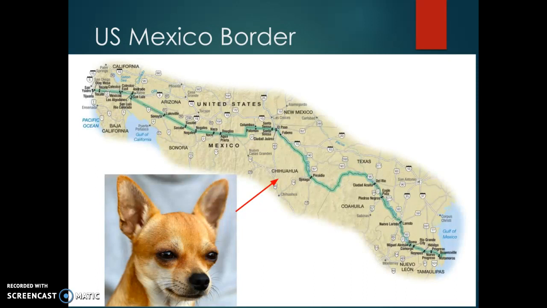So, boom, right there. You have the border as promised. Good old city of Chihuahua, named after the Taco Bell dog. Okay, so you can get a reference point as to where the border is within Texas. You can kind of understand why they share so much land with Mexico and Texas.